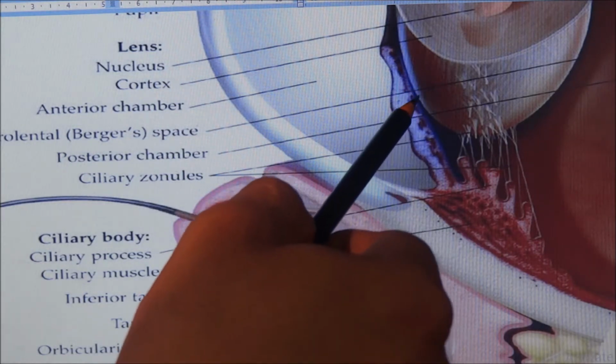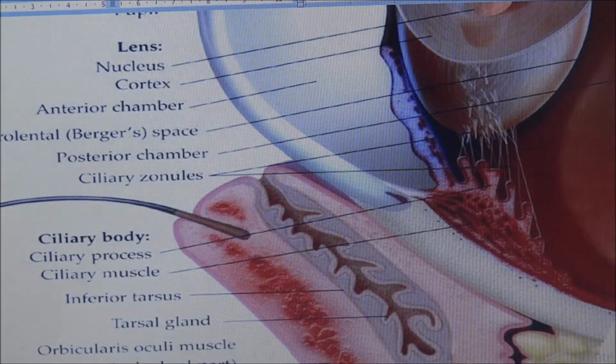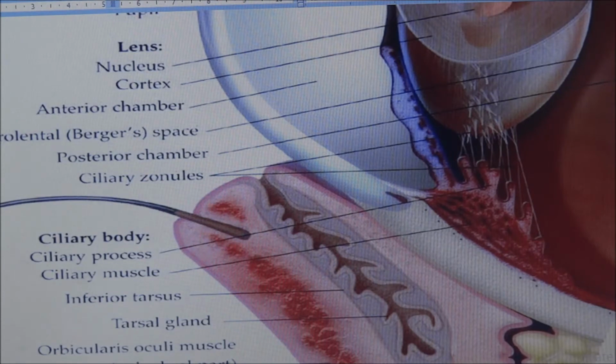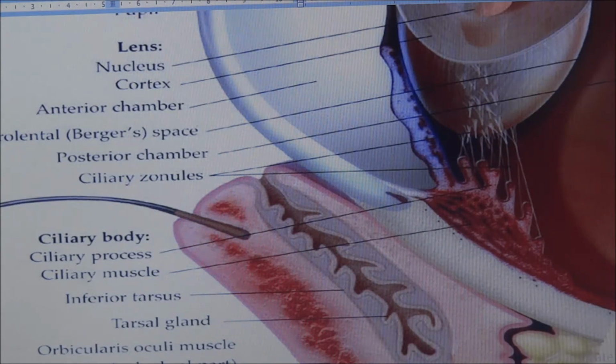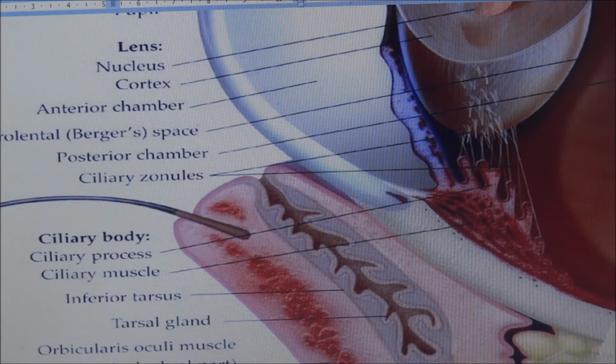When this drain becomes clogged, aqueous cannot leave the eye as quickly as it is produced, causing the fluid to back up. But because the eye is a closed compartment, it causes increased pressure to build up within the eye. We call this open angle or wide angle glaucoma.